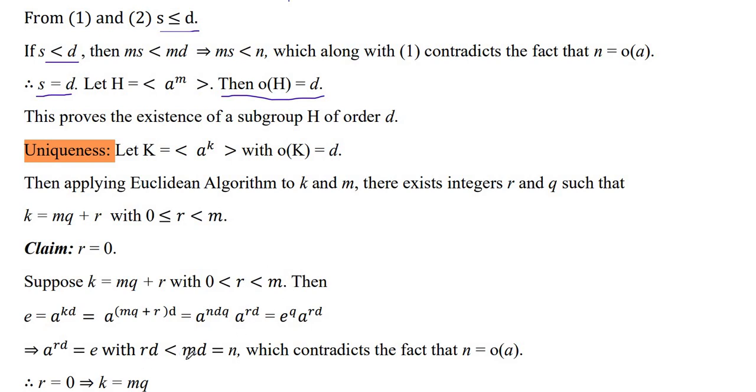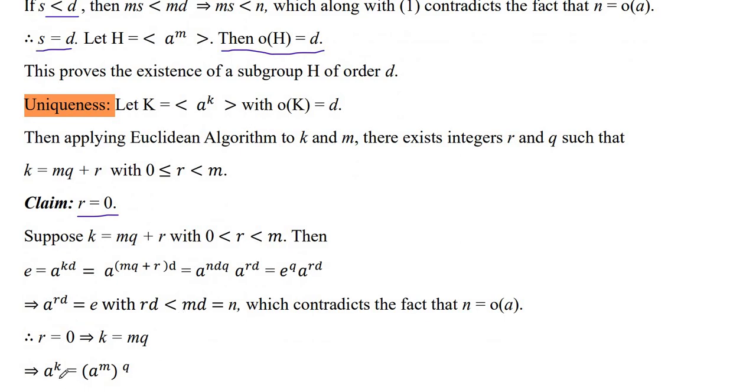So rd less than n, and again this is a contradiction to the fact that n is the least positive integer for which a^n is e. You have got a number which is less than n for which a to that number is e. That's a contradiction. So we must have r to be 0. So when r is 0, you have k to be mq.